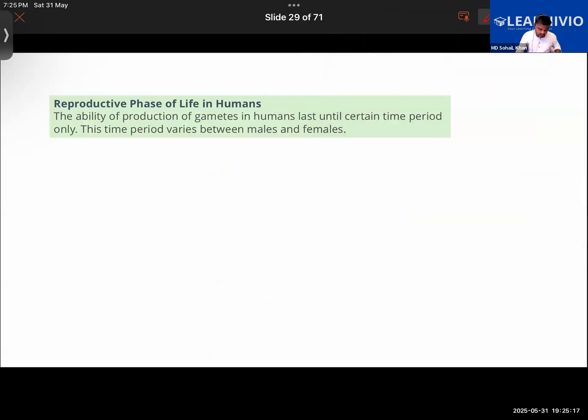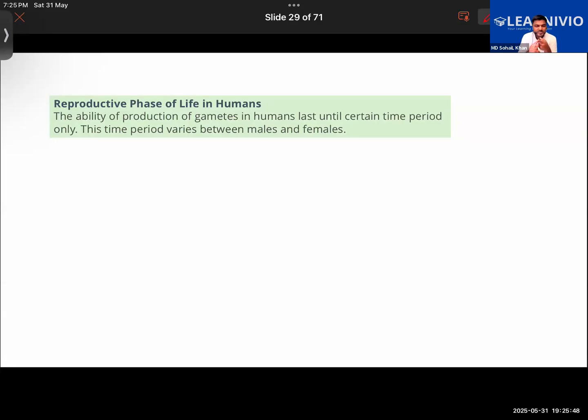All right. Now talking about the reproductive phase in the humans. As I have told you, only at a certain age in the life of the animals and the humans do they become capable of reproduction, right? So at what age do they become capable of reproduction, and at what age are they incapable of reproduction, or is it that they are capable of reproduction for their whole lifetime? So let us discuss that.